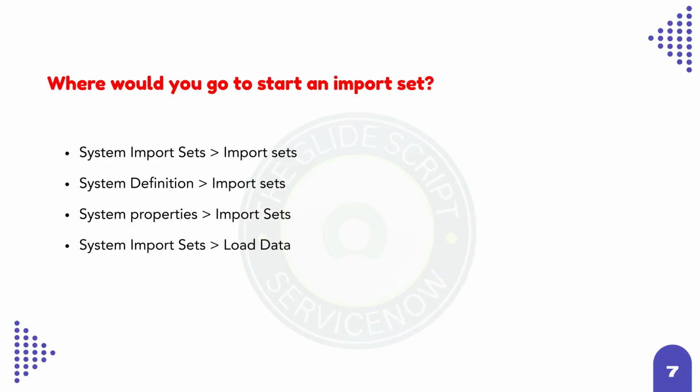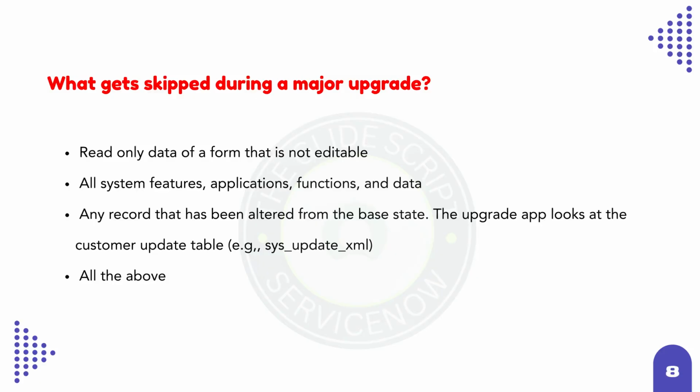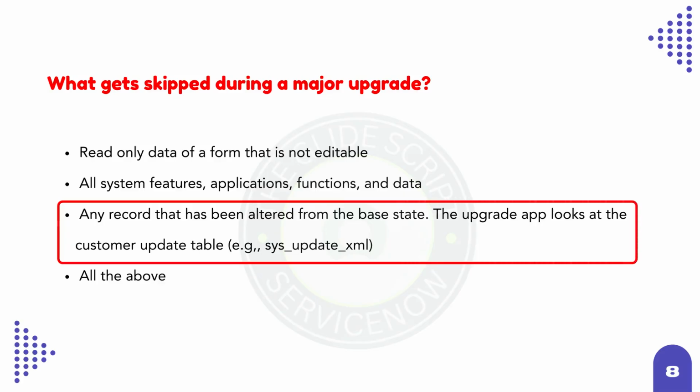Next question is, what gets skipped during a major upgrade? And the right answer is any record that has been changed from the base state. The upgrade looks at the customer update table, for example, sys_update_xml. So option number 3 is the correct one.